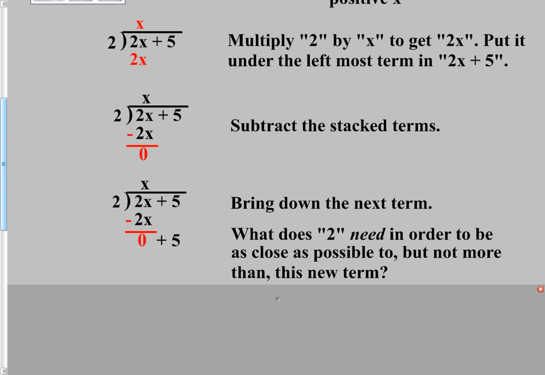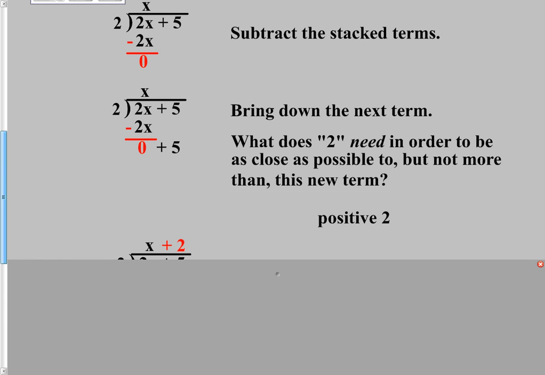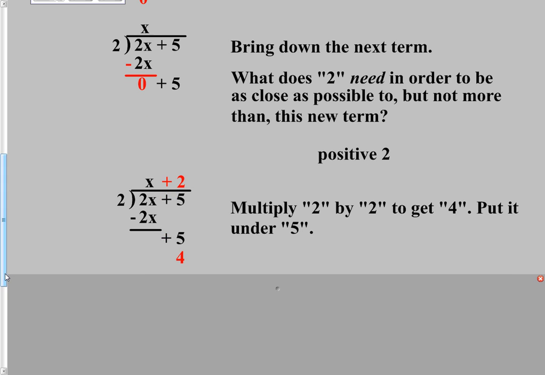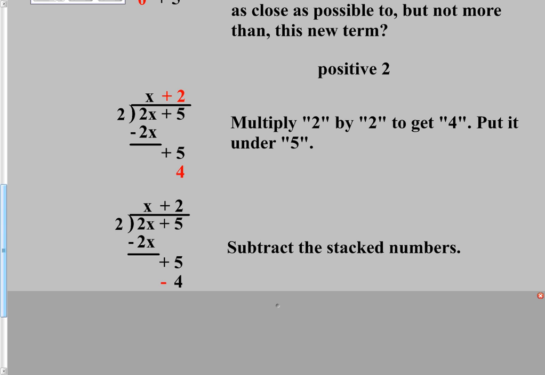Now, obviously, 2 doesn't multiply nicely times a number in order to get a 5. We're looking for a whole number, and the closest we can get to getting a 5 without going over 5 is to multiply by a 2. So we're going to multiply our divisor, 2, by a 2, and that'll give us 4. So 2 times 2 is 4. We write that down underneath our 5. And just like we do every time, we subtract these values. 5 minus 4 is going to be 1.